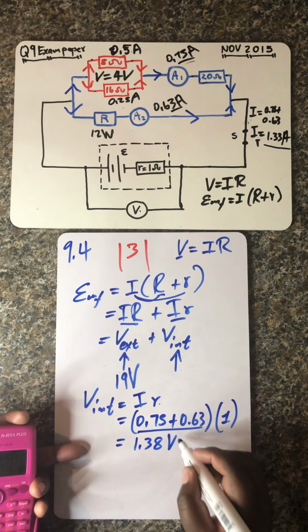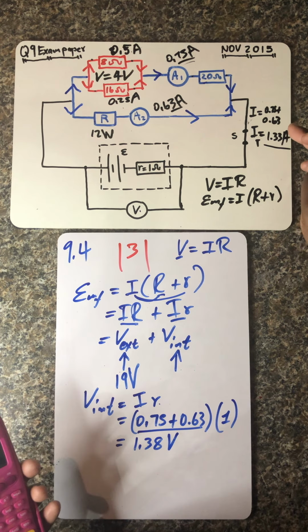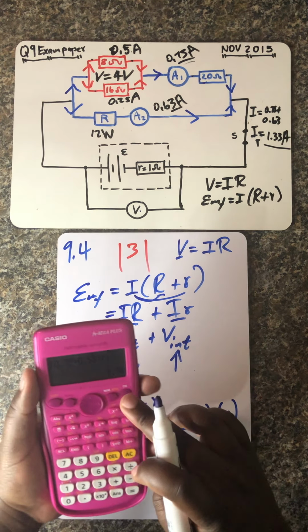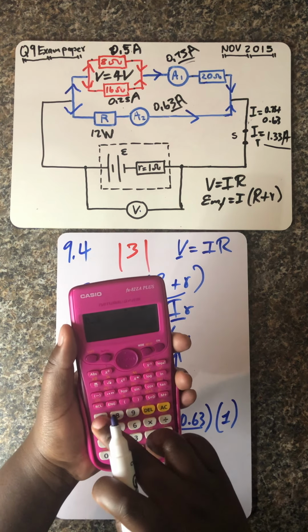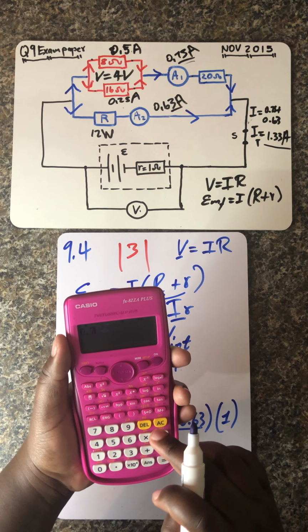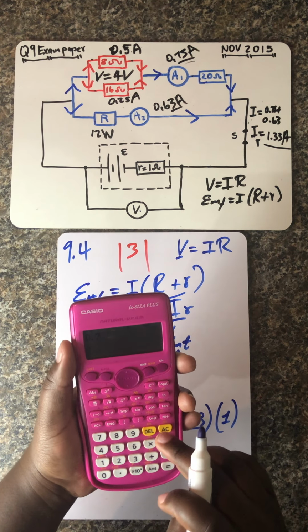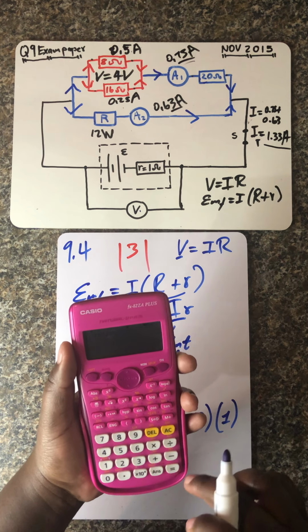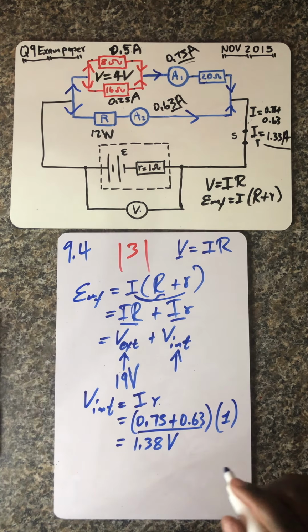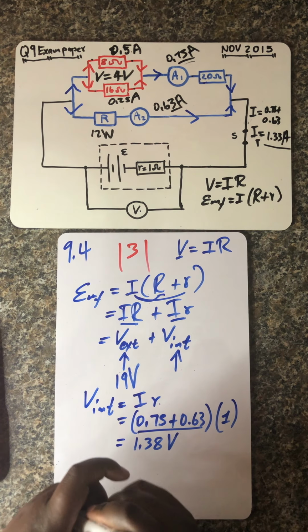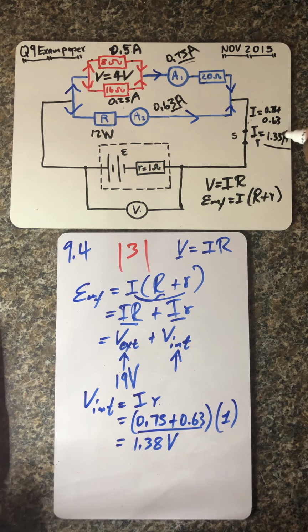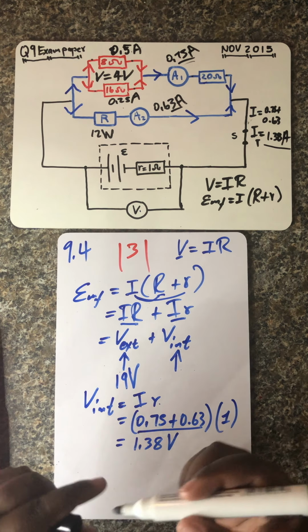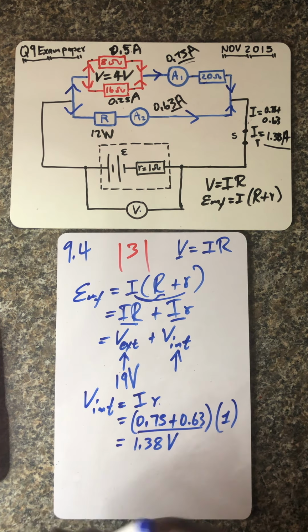1.38 volts. Okay, let me see, because I've added those two. I'm not sure what happened for me to get 1.33. Let me see, 0.75 plus 0.63, that's equal to, yeah, no, I got 1.38. It's just that I wrote it incorrectly there, but I hope you were able to notice on your calculator when you punch it in that you've got 1.38.